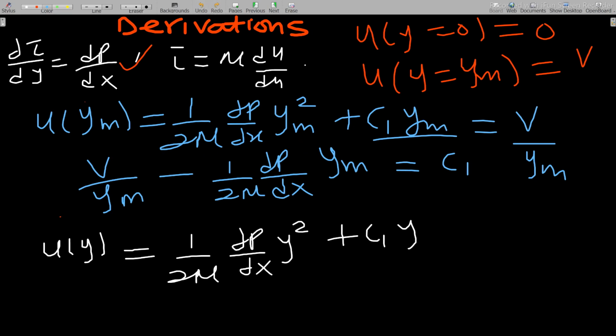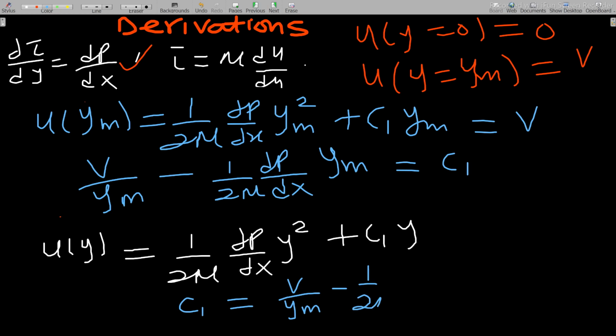Then what you do is, you all know how to solve linear equation. You take the 1 over 2 mu dp dx ym to the v side, so it becomes v over ym minus that, and that will give us our c1, okay? So we come and put our C1 in here and see what we'll get, okay? All right, so let's see. Let's put our C1 in. This is our C1. Wow. Very, very long like that. So let me write C1 here. C1 is equal to V over YM minus 1 over 2 mu dp dx ym.